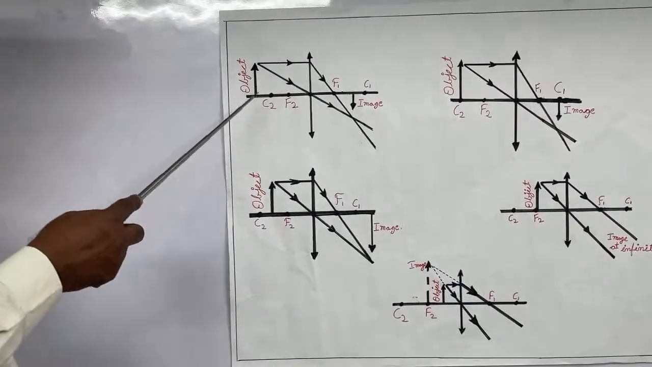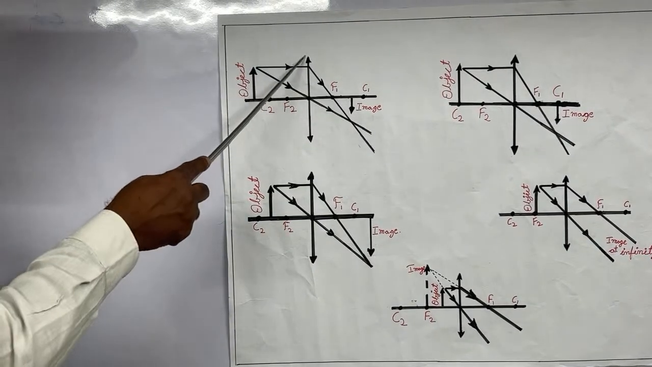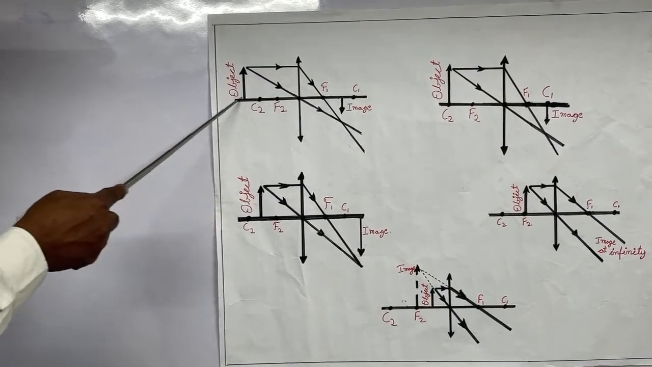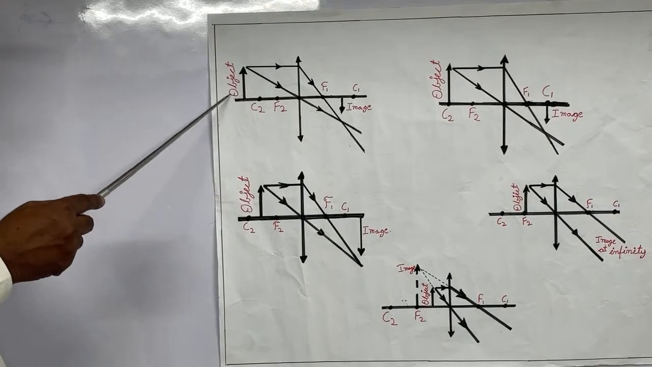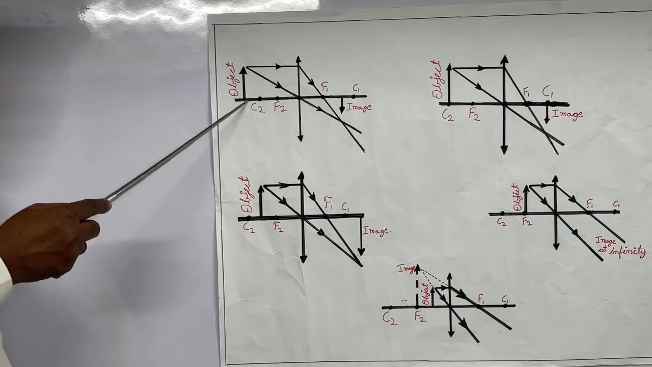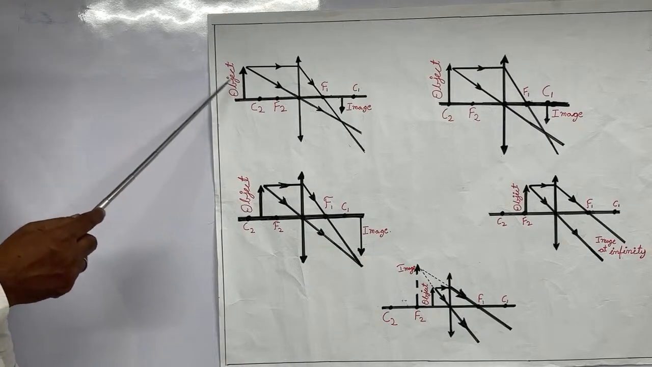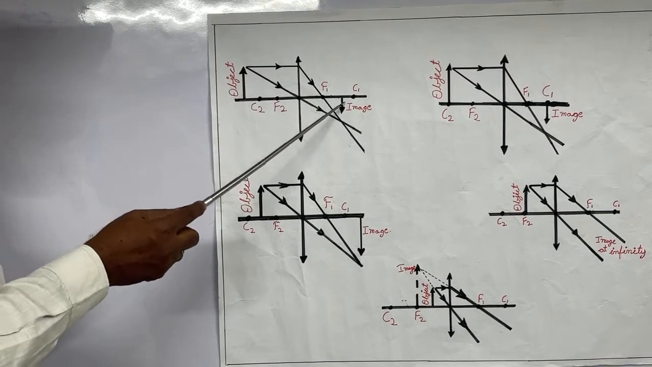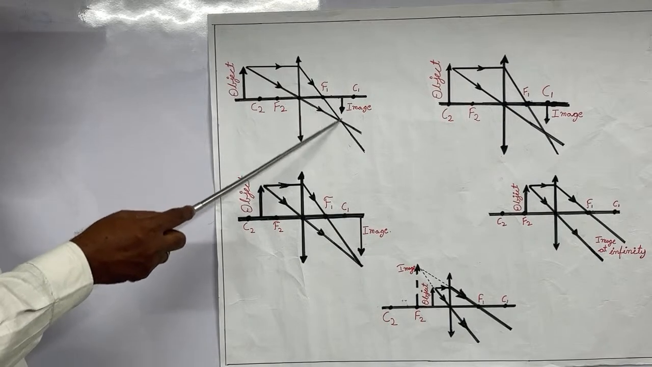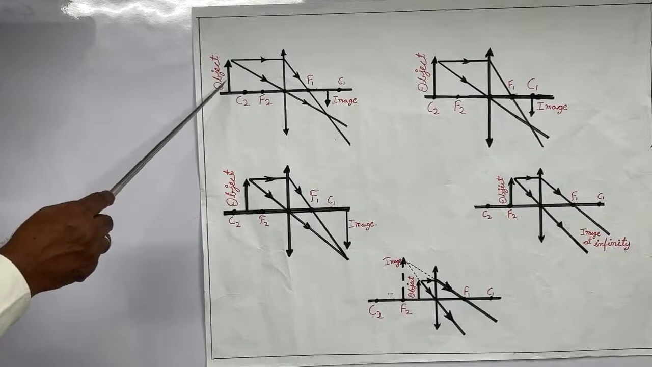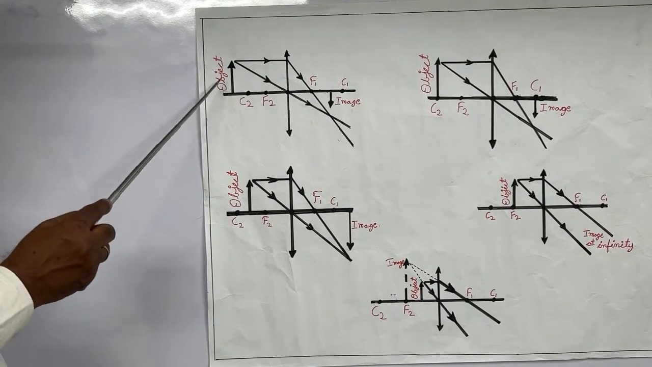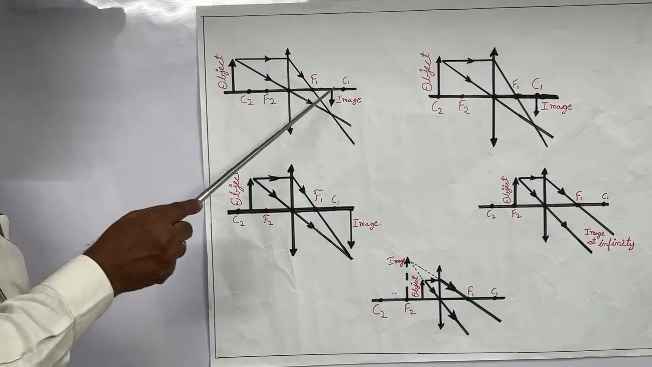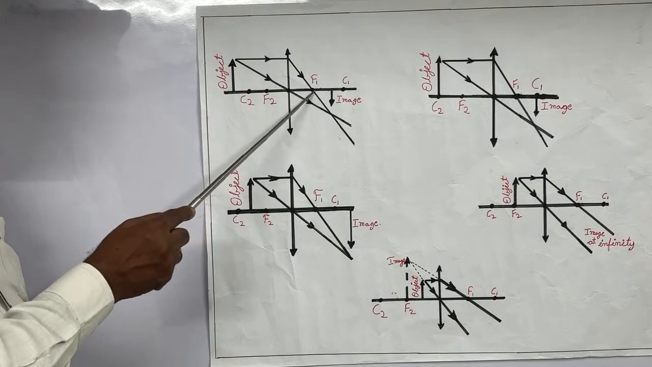Now we can see in the first case, this is the lens, and this is the convex lens. In this convex lens, we can see the principal axis there. Whenever we keep the object beyond C, after refraction the image is forming between F and C. Now, what will you say? Position of the object is beyond C, and the position of the image is between F and C always.